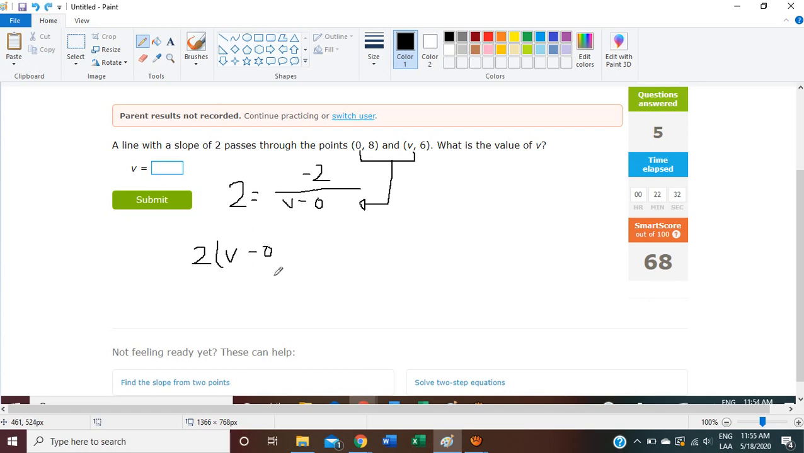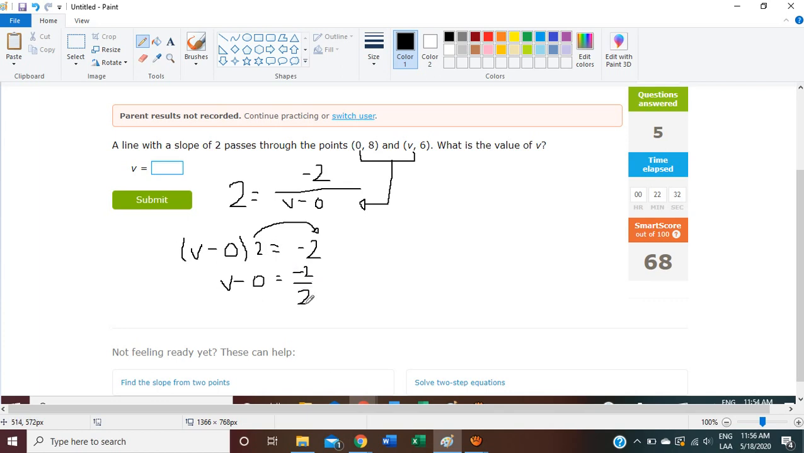Or you can, because it is a multiplication, it doesn't matter what order. Remember, in multiplication, the order doesn't matter. It could be either one or the other. Okay, so all of this equals negative 2. So now it is multiplying. I am going to send this number 2 to the other side by dividing. So v minus 0 equals negative 2. It was multiplying, now it is going to be dividing.